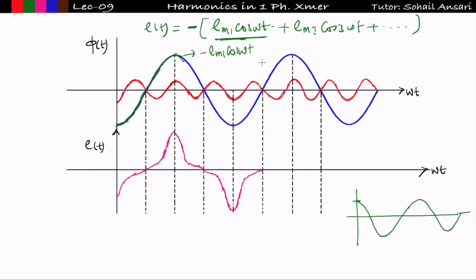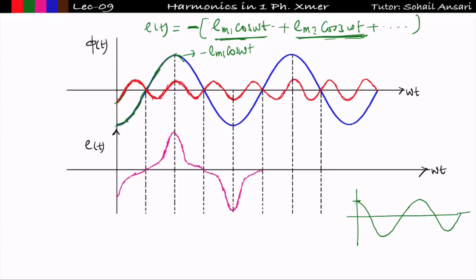Similarly, draw the waveform of minus EM3 cos 3 omega t. This is the third harmonic component, and it is dominating in nature and it will be in minus. So minus EM3 cos 3 omega t will start from minus and it will look as shown with the red pen. This is the minus EM3 cos 3 omega t.